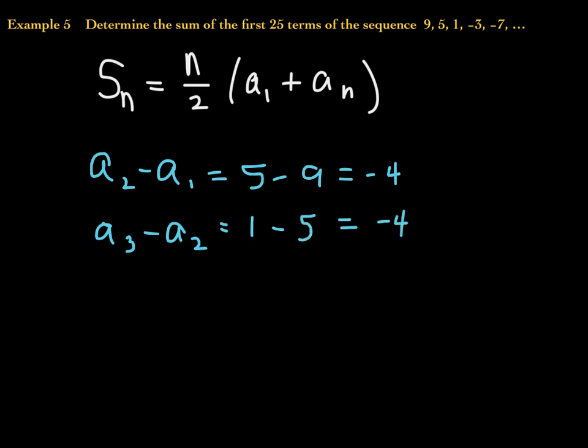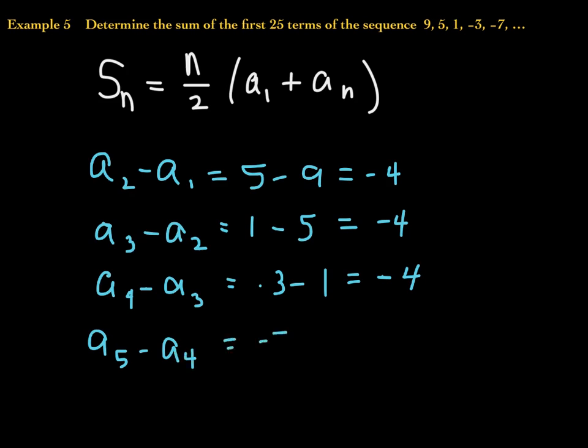It's looking good, you guys. The fourth term minus the third term. So then this is -3 minus 1, -4. Still looking good. One more to check. A sub 5 minus a sub 4, which is equal to -7 minus -3. So this is definitely -4 as well, because it's -7 plus 3.